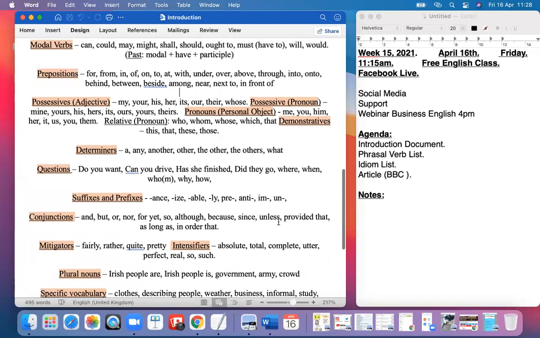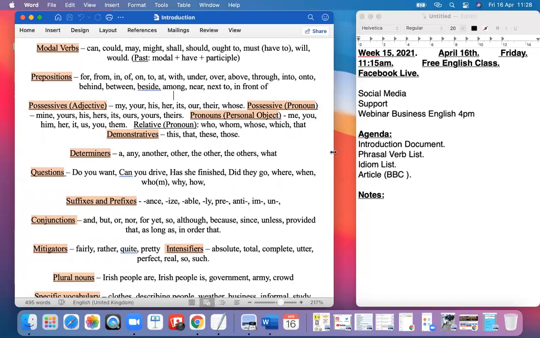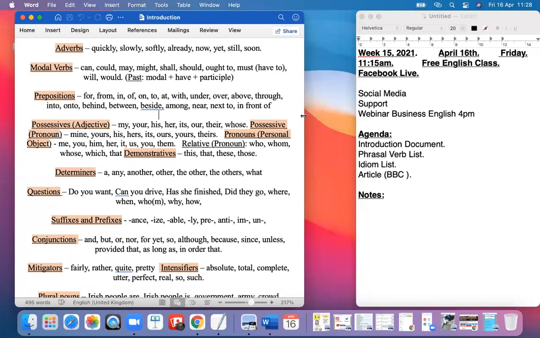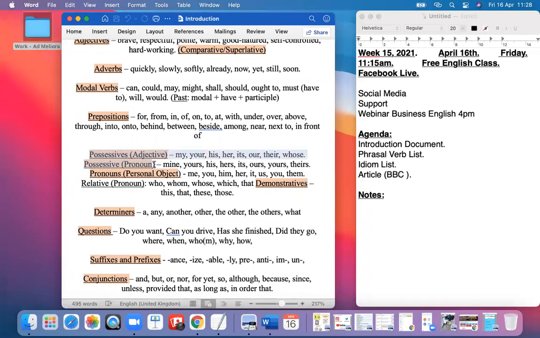Finally, we have a few more. So this is just a little introduction. And here we need to be clear with the difference between the possessive adjective, the possessive pronoun, and the object pronoun. So I'm going to make this smaller so you can see. And here, these three sections are very, very important. Basically, the difference between my hat, your hat, his hat, masculine, her hat, feminine, or the hat is mine, the hat is yours, the hat is his, the hat is hers, feminine.